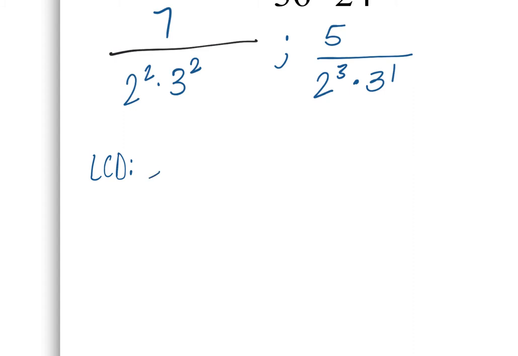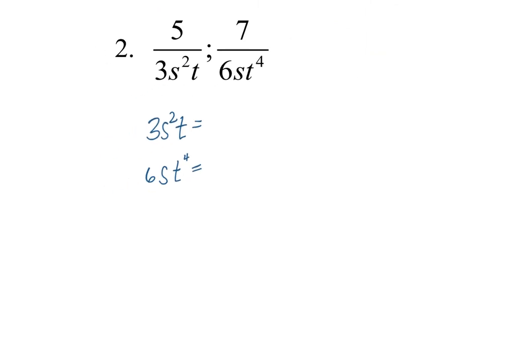So we have a base of 2, we have a base of 3. In common, there's nothing left over. And so now I just want to choose my highest power of 2. Well, my highest power of 2 was 3. And my highest power of 3, I have a 3 to the first and a 3 squared, so the highest power of 3 that I see is 2. So 2 cubed is 8. 3 squared is 9. And 8 times 9 is 72.